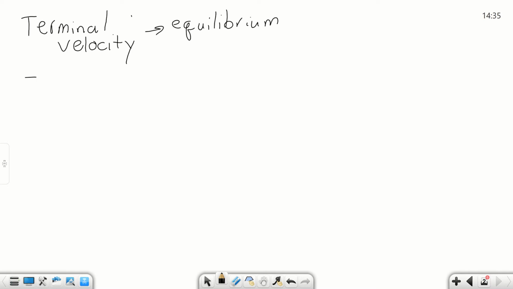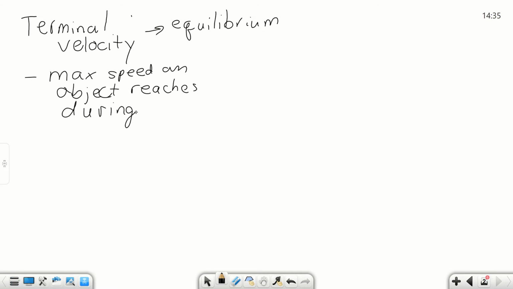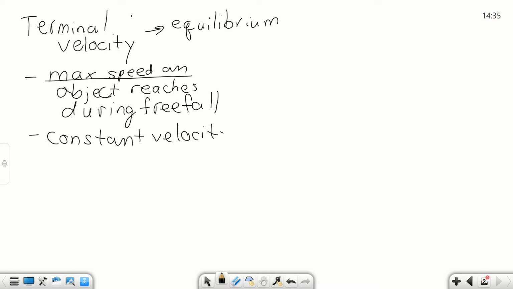So what is terminal velocity? Terminal velocity is the maximum speed an object reaches during free fall. And since it's a maximum speed, that means when you reach terminal velocity, you're going at a constant velocity, which means your acceleration is equal to 0 meters per second squared at this time, and therefore you have zero net force acting on you.